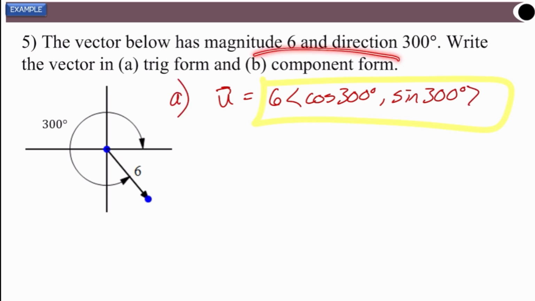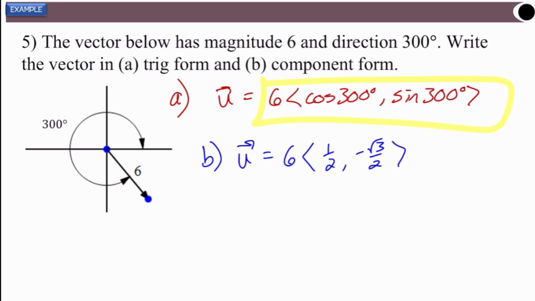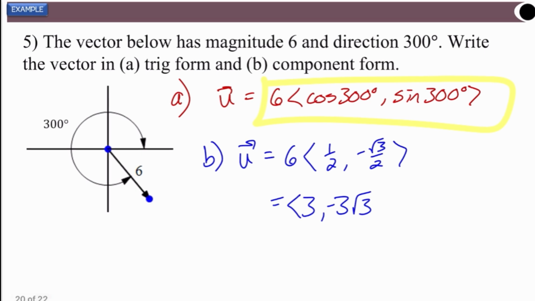Next, we want to turn that into component form. Can you guess how we're going to put that in component form? Are you saying to find the cosine of 300 degrees? I can hear you, I know you are. So for part B, we can say vector u is equal to 6 times the cosine of 300 degrees, which is 1/2, comma, the sine of 300 degrees, which is negative square root of 3 over 2. And then look at that 6. That's a scalar, so we can just multiply that scalar through there. So we're going to have 3, comma, negative 3 square root of 3 in pointy brackets.